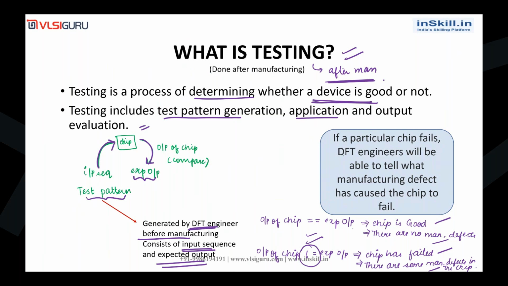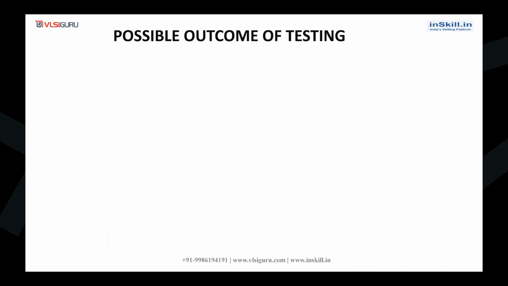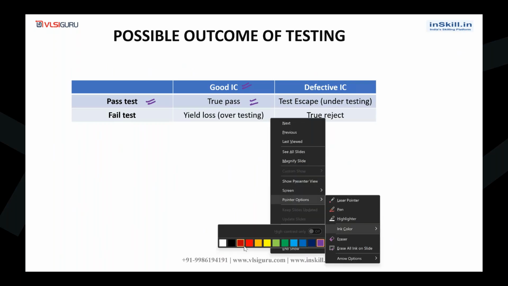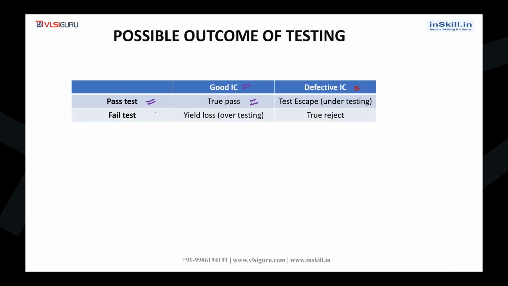If a particular chip fails, DFT engineers will be able to tell what manufacturing defect has caused the chip to fail. Okay. And basically, there are four possible outcomes of this testing. If a good IC passes the test, it is called a true pass. And if a defective IC fails the test, it is called a true reject.